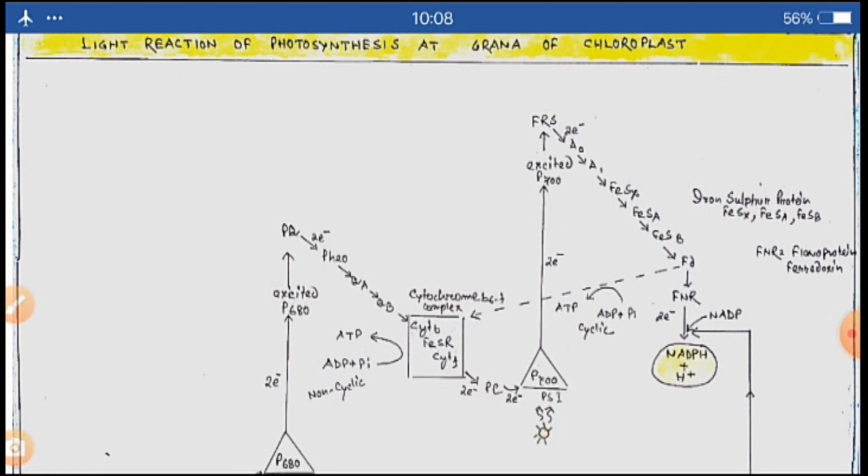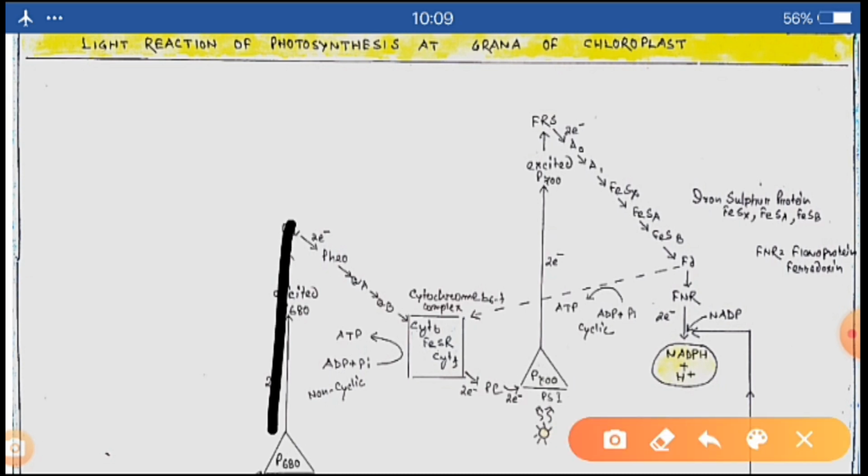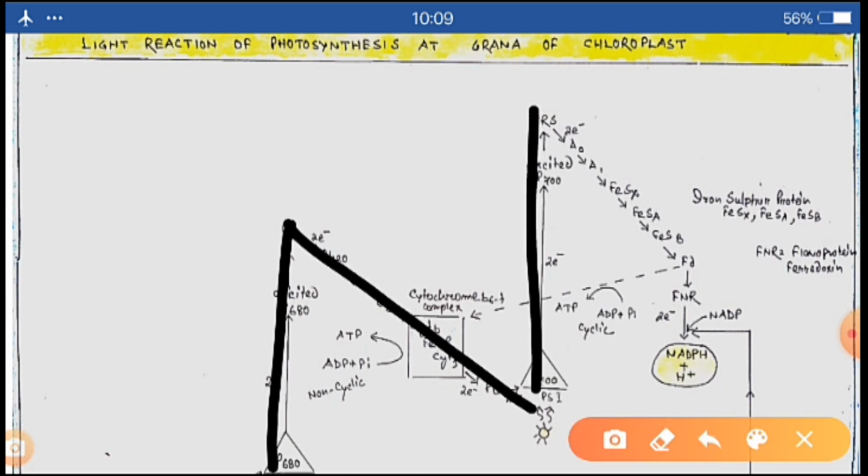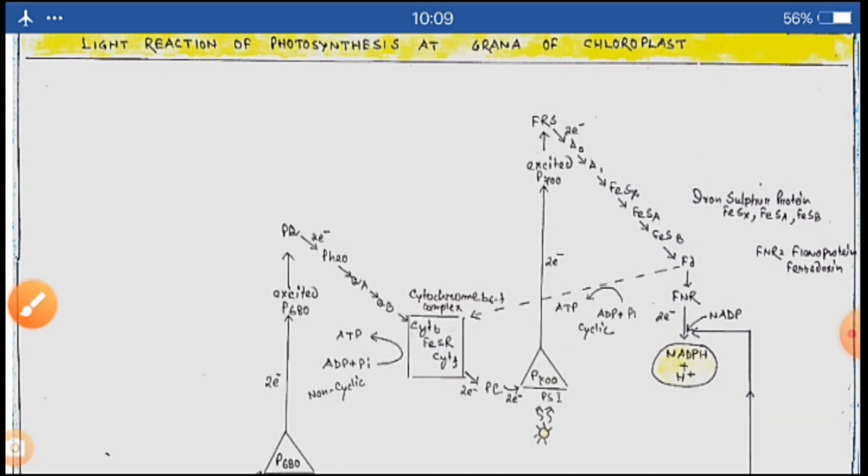Here, this one is the Z scheme. This scheme has been provided by Hill and Bendall, and that is why it is called the Z scheme of Hill and Bendall. You see, it is just like this. That is why it is called Z scheme. So what happened to light reactions? I will discuss one by one.